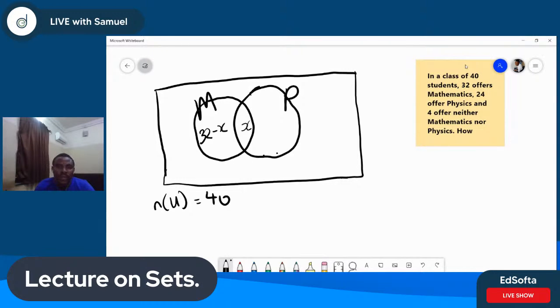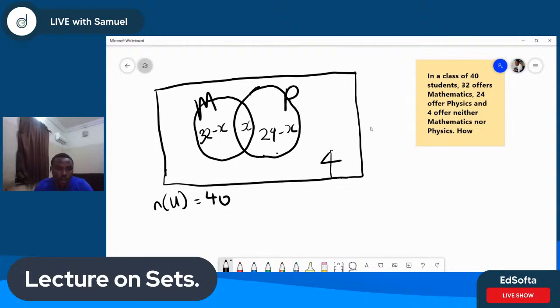And the number of people that offer physics will be what? 24 minus X. So we have to find, and they say four people neither offer what? So they will just be outside the set, but they are still inside the universal set. So what we are now looking for is X: how many people offer both maths and physics?